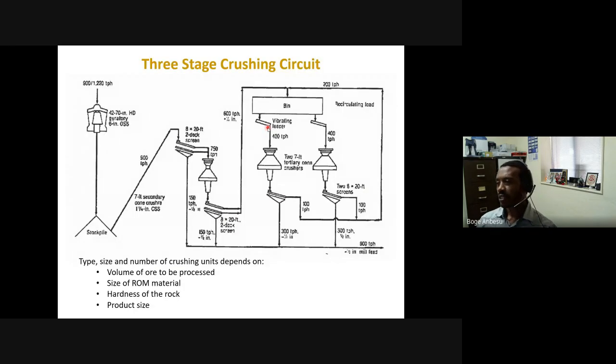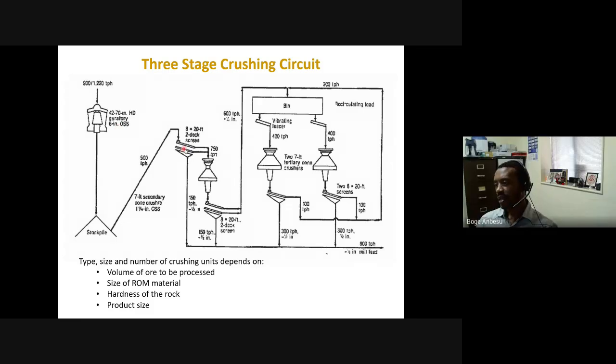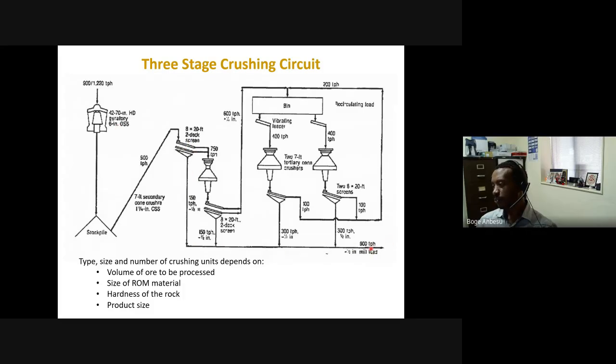Okay, so what is the progression of crushing? As I said, you could do crushing in 3 stages, but that depends on the hardness of the rock and the requirement of your typical plant. If you're to use 3-stage crushing, then you typically have a primary crusher, for example, a gyratory crusher is shown here. Product goes to stockpile and then is screened, and the fine particles can be sent to milling.